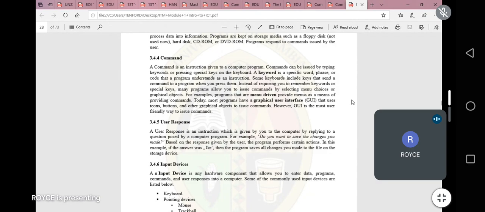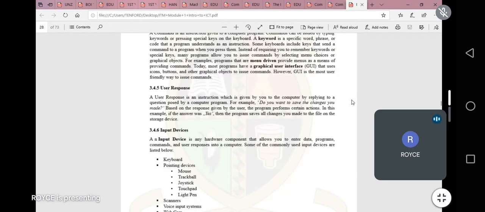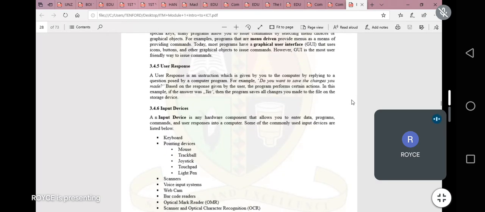The other one we have is user response. A user response is an instruction given by you to the computer by replying to a question posed by the computer program. For instance, the program asks, do you want to save changes made to this file? Then you say yes. The computer will perform an instruction based on the answer that you give it. If you say no, it's not going to save it. If you say yes, it's going to save it.